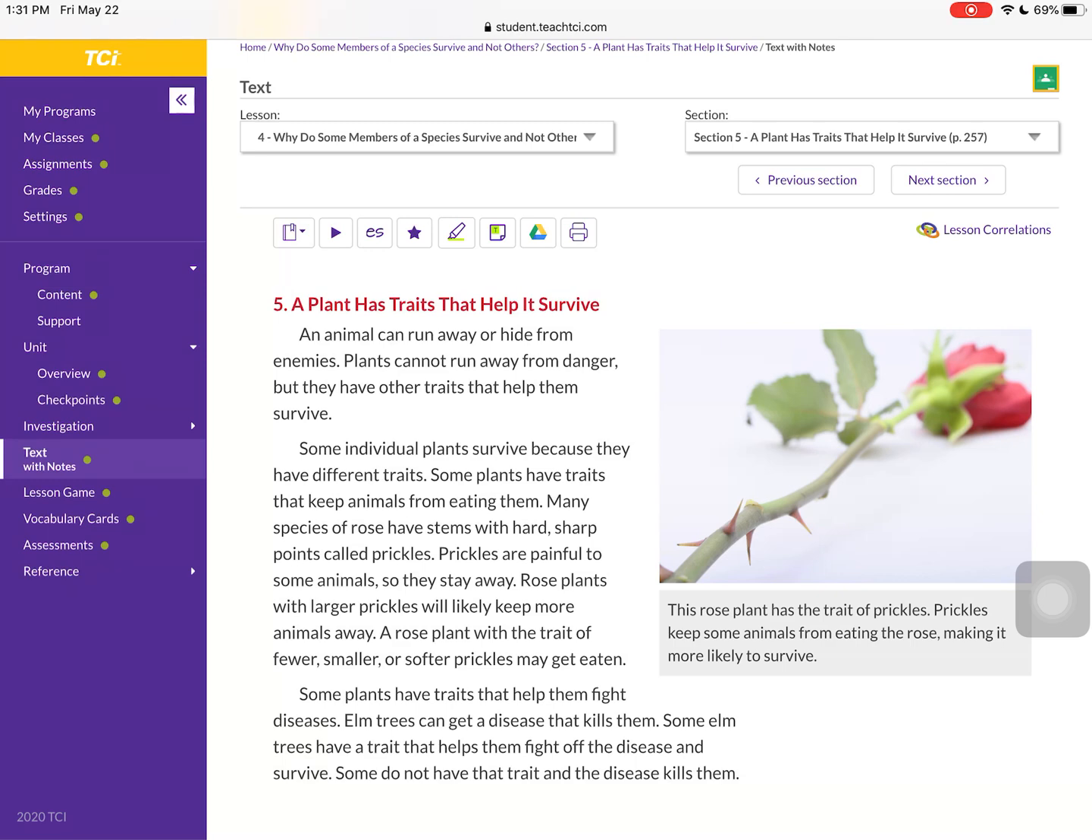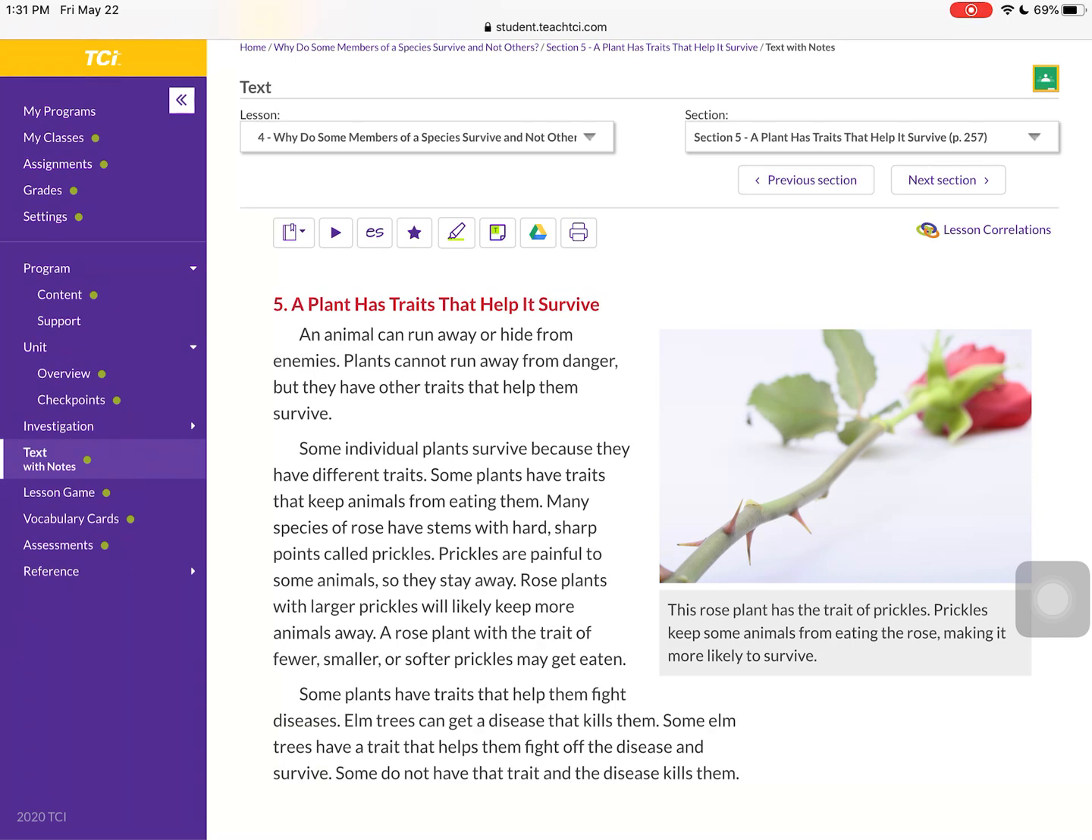Some plants have traits that help them fight diseases. Elm trees can get a disease that kills them. Some elm trees have a trait that helps them fight off the disease and survive. Some do not have that trait, and the disease kills them. So there's some examples of cause and effect. So there's some traits that allow these plants to survive and have a better chance of staying alive and healthy longer than other plants.